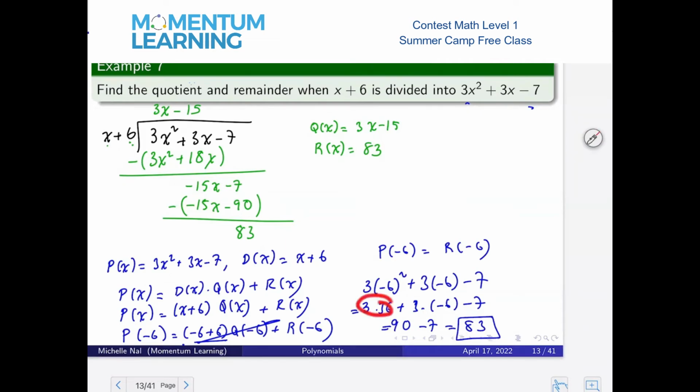I didn't want to multiply here because I just want to use that. Again, because the question is asking for a quotient, you have to do the long division. Okay. Next problem.